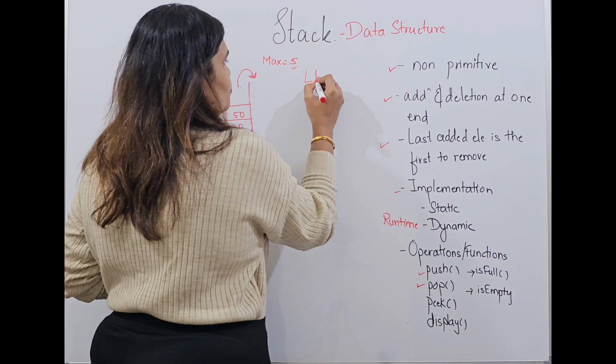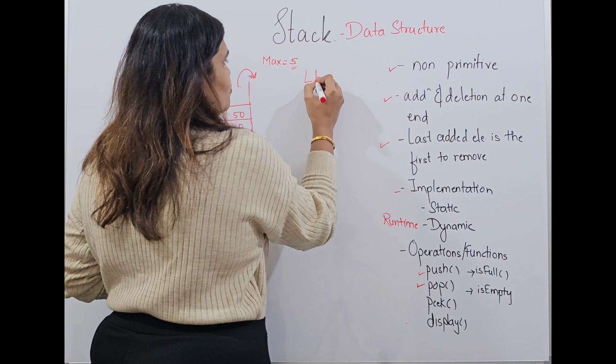So when I do top minus minus, my top for now is what? It's top of 4. It's pointing to the 4th position, right? Now when I do minus minus, that means what? Top of 3. One step down. So this is my top. My top is decremented. Automatically this element is deleted.